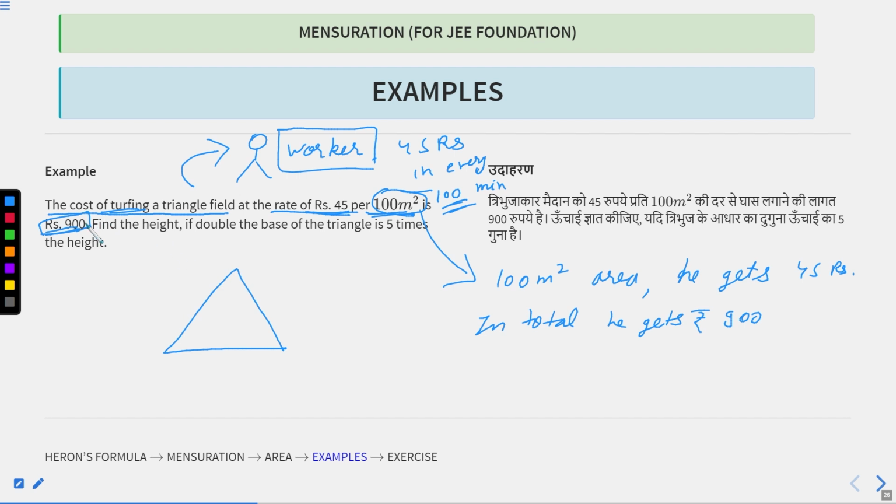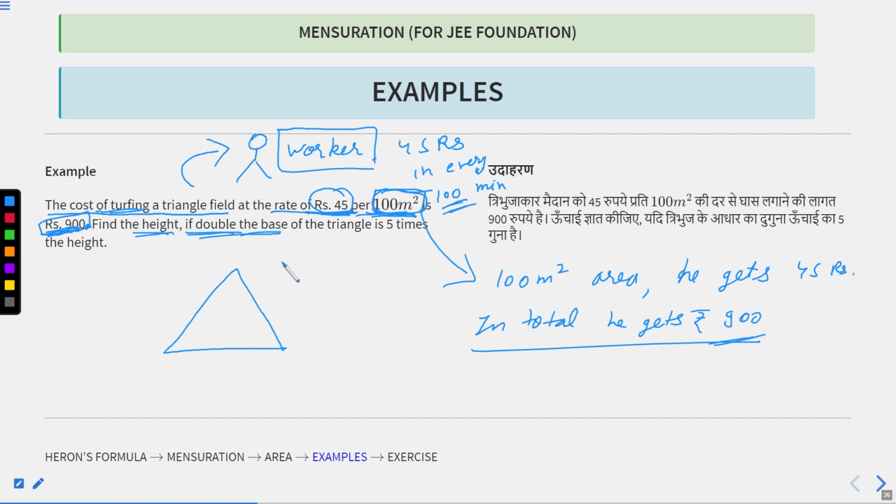The question says the cost of turfing a triangular field at the rate of 45 per 100 meter square is 900. So in total he gets 900, but per unit, or every 100 meter square, he gets 45 rupees. So the question is asking for the height if double the base.